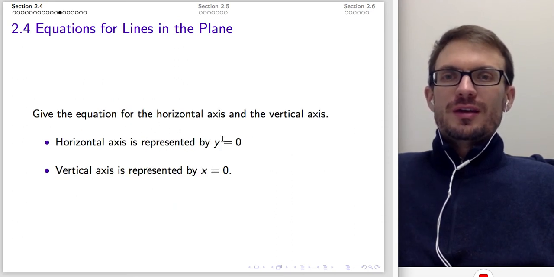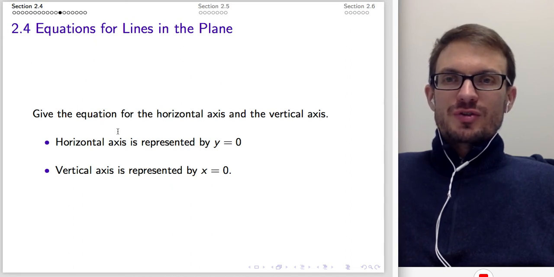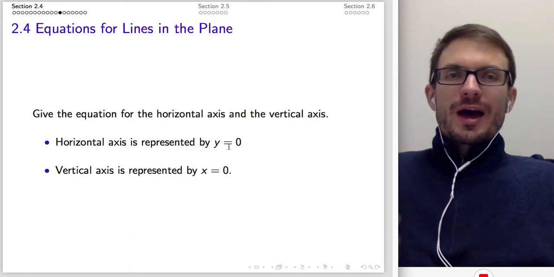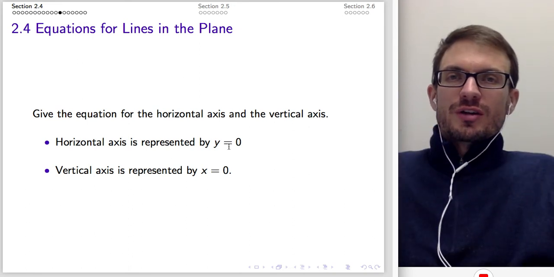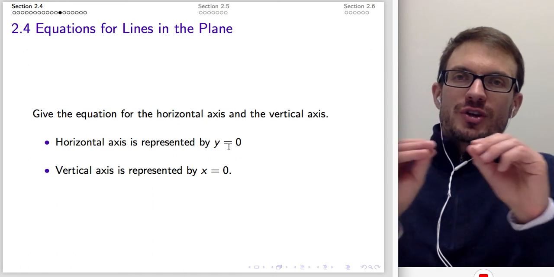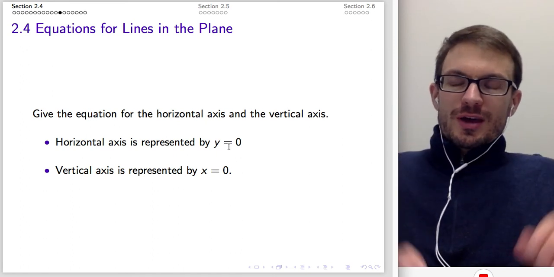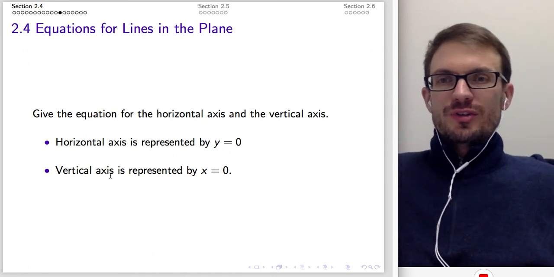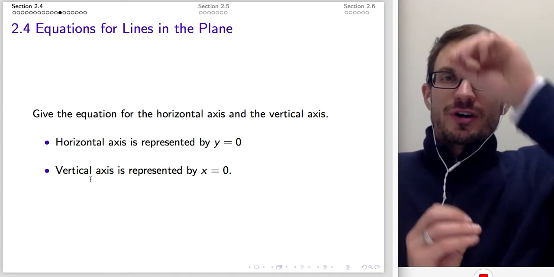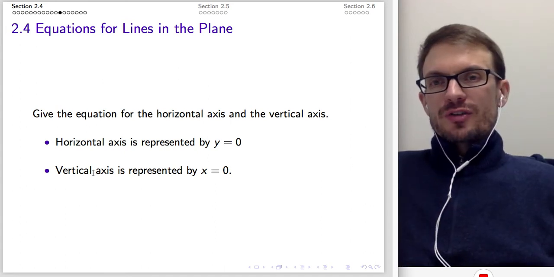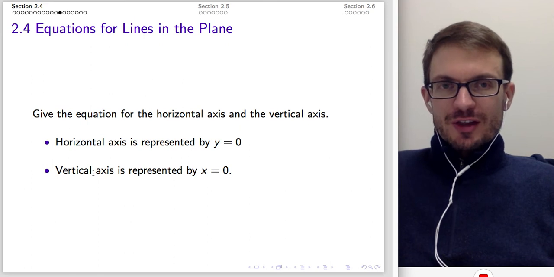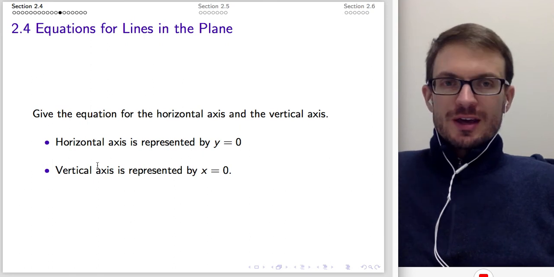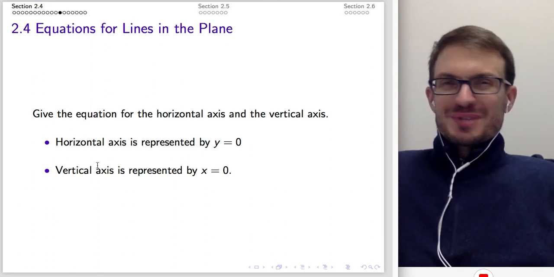Okay, and then here's the answer. I have not duplicated the logic that I told you a second ago. The horizontal axis is represented by y equals 0. Why? Well, the horizontal axis is collecting all of our x-intercepts, all of which have some x-coordinate and then a y-coordinate equal to 0. The vertical axis collects all of our y-intercepts, all of which have an x-coordinate of 0, and then take on whatever y-coordinate they need to be a y-intercept for their line, right?